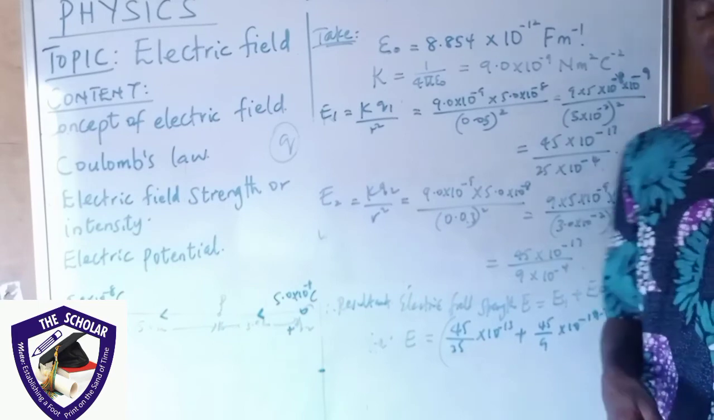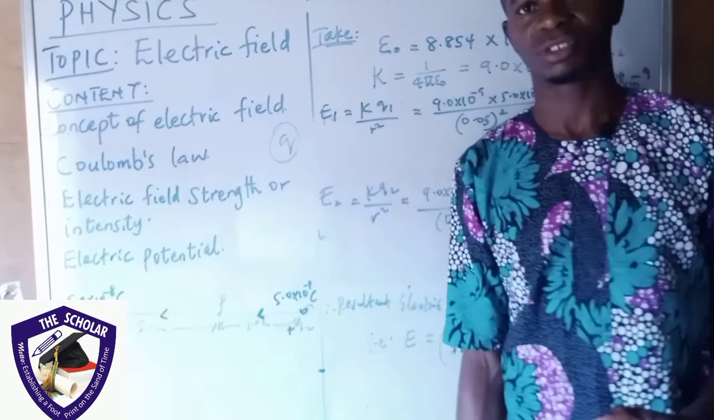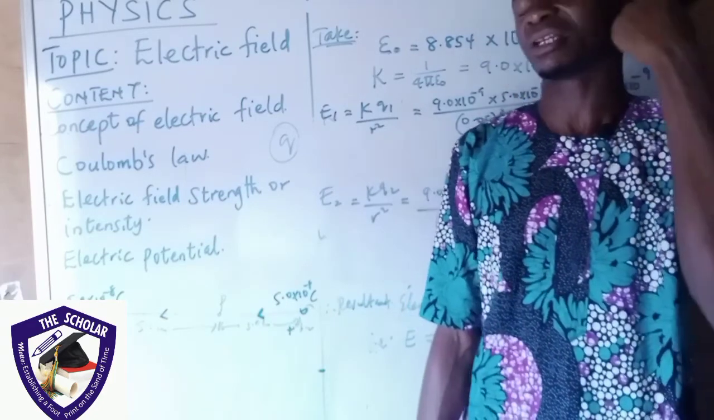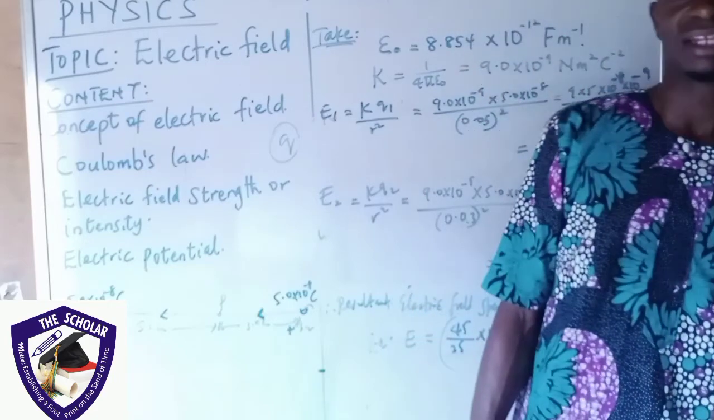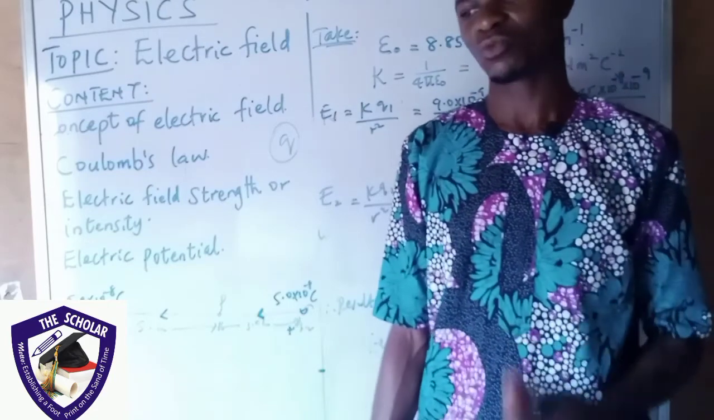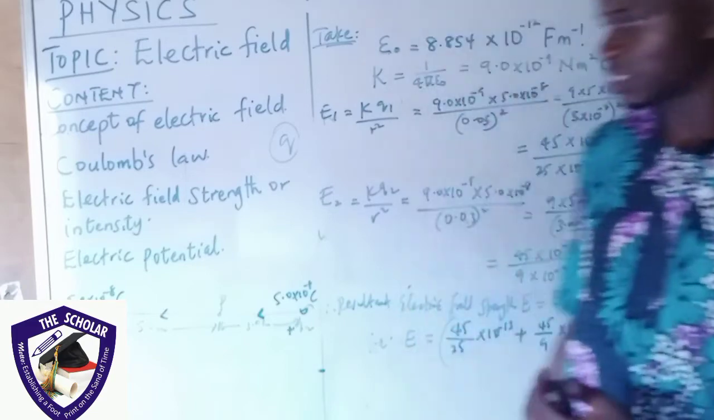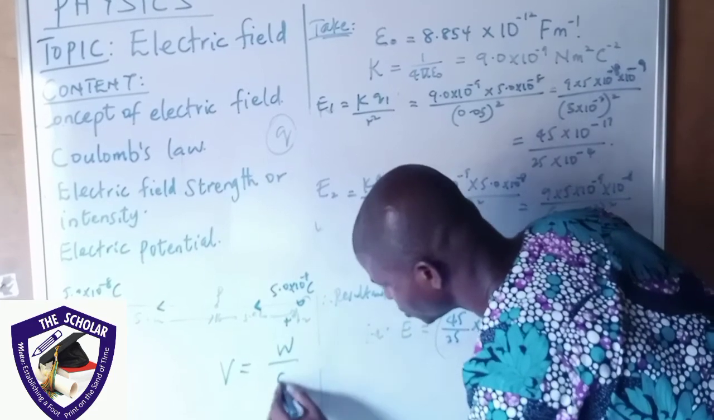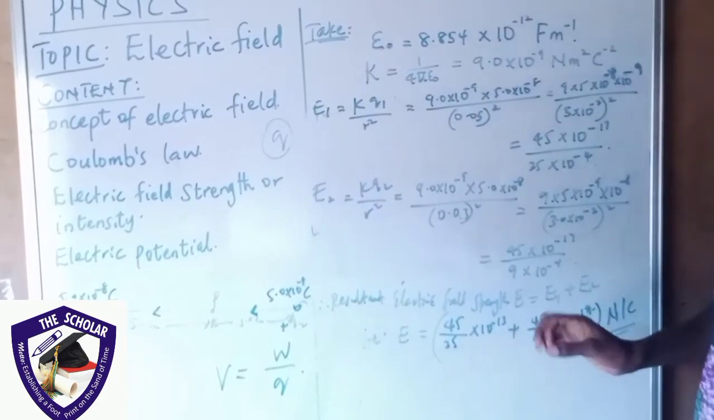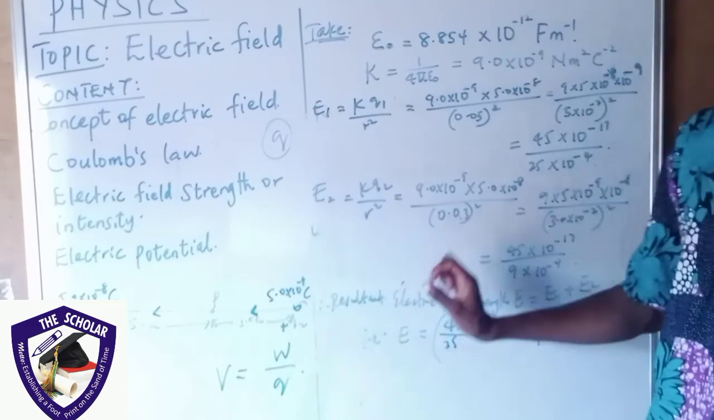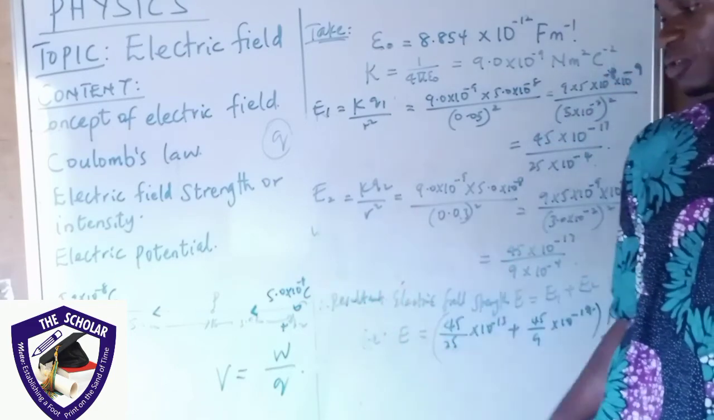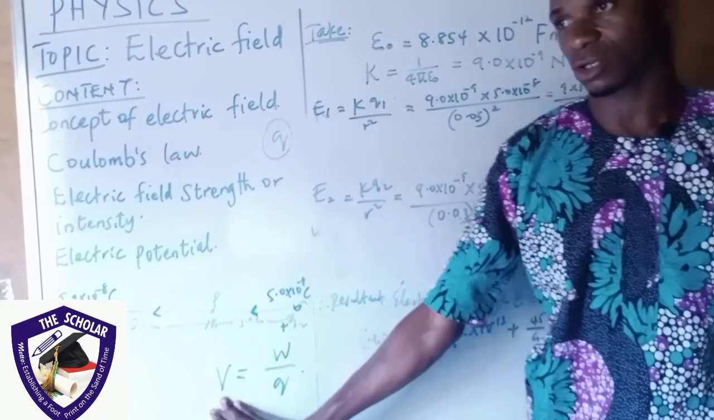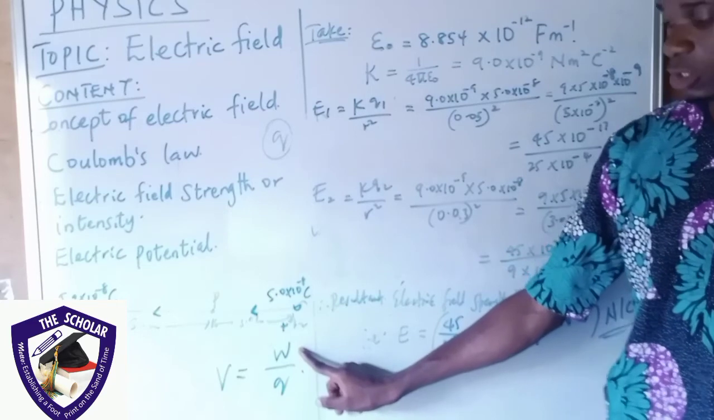Now, the last aspect of our topic is electric potential. What do you mean by electric potential? Just like when you talk about somebody having potential, it means somebody has that hidden strength in him, which has not been established. So when we talk about electric potential, we define it as the work done per unit charge. Our electric potential is defined as the amount of work done to take a unit charge from a point to another. That is, electric potential V is equal to W, which stands for work done, over charge.